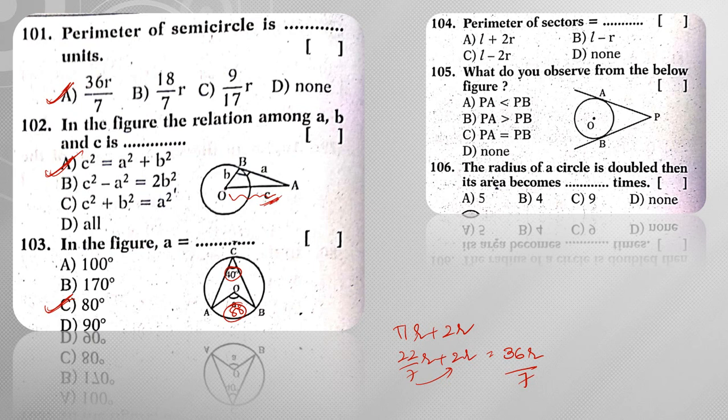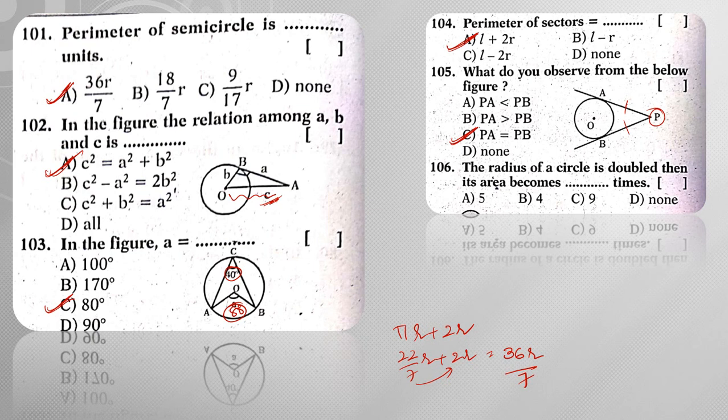Next, perimeter of sector. What is the perimeter of a sector? It is nothing but the length of arc plus 2 times the radius. Next, what do we observe from the below figure? Clearly P is an external point and PA, PB are the tangents. So clearly PA is equal to PB is the answer.